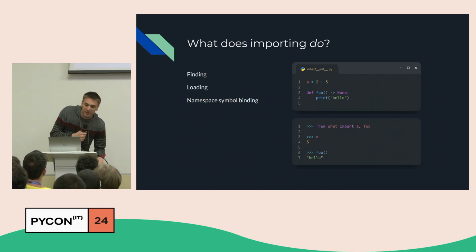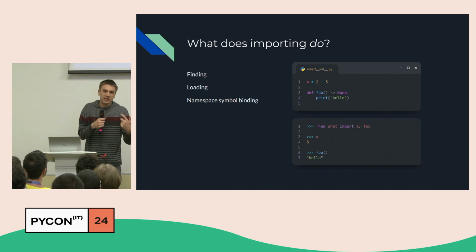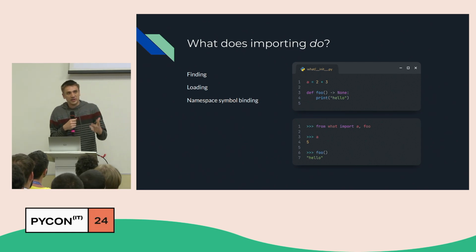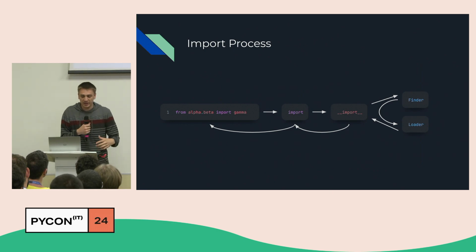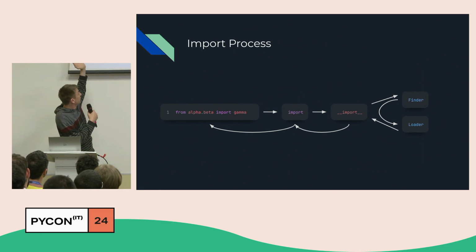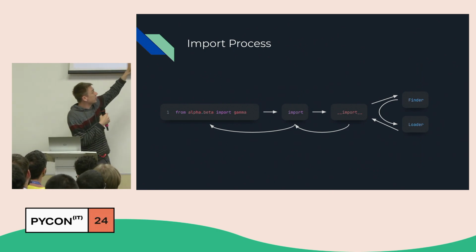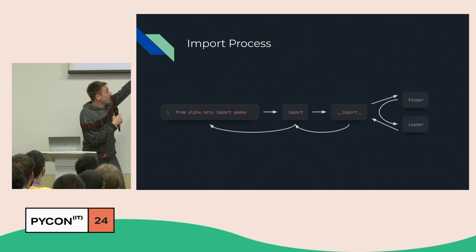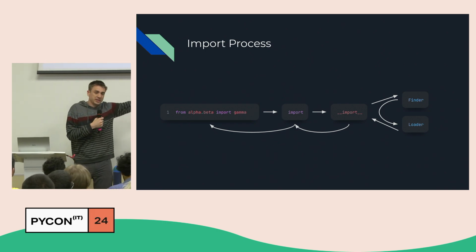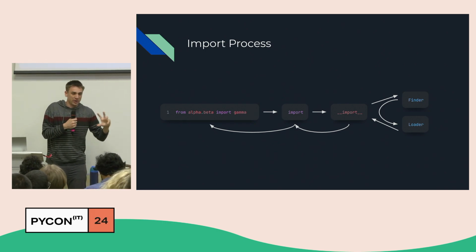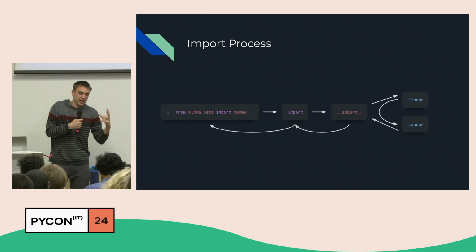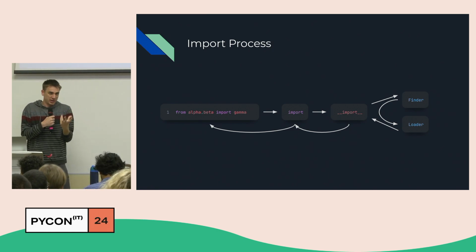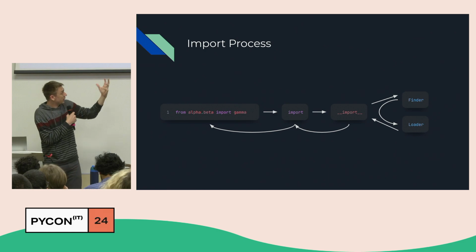Okay, what does importing do? First, the package needs to be found, then it needs to be loaded into the interpreter, and then the package or module needs to be bound to the namespace in which it's imported to. So the overall hierarchy is you take your normal from X import Y, the import keyword is used. That calls the import dunder that I talked about at the very beginning of the presentation. And that invokes a finder object. And that finder is responsible for going to find where the source file is located and then returns what's called a module spec.